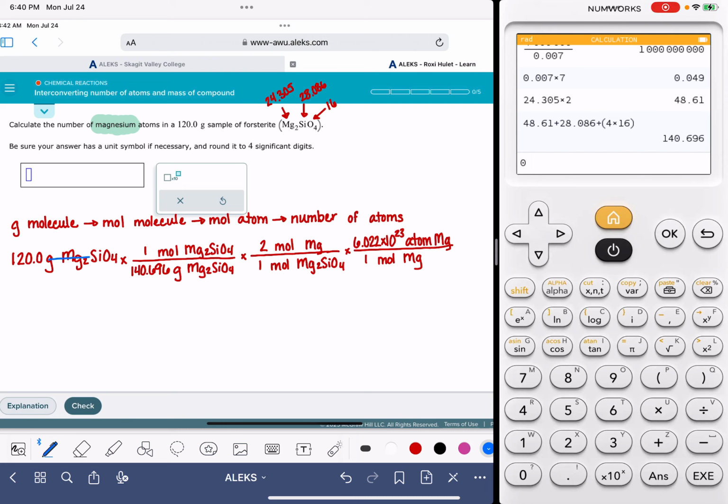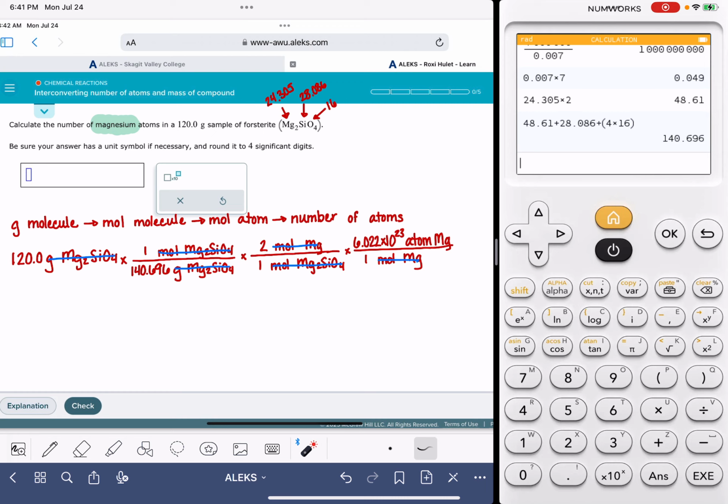Our grams of Mg2SiO4 are going to cancel. Moles of Mg2SiO4 will cancel. Moles of magnesium will cancel. And we'll be left with the atoms of magnesium. And so we're going to use the periodic table. That's way more math than I'll try to do in my head.